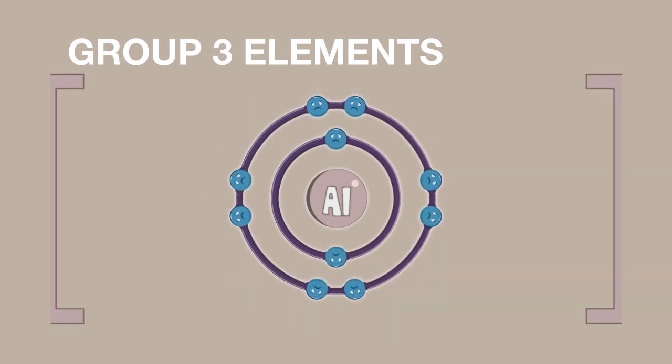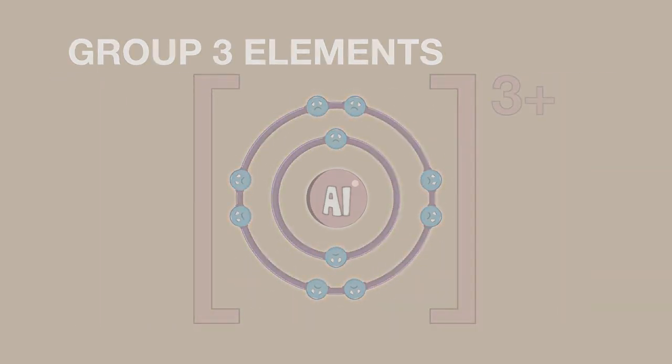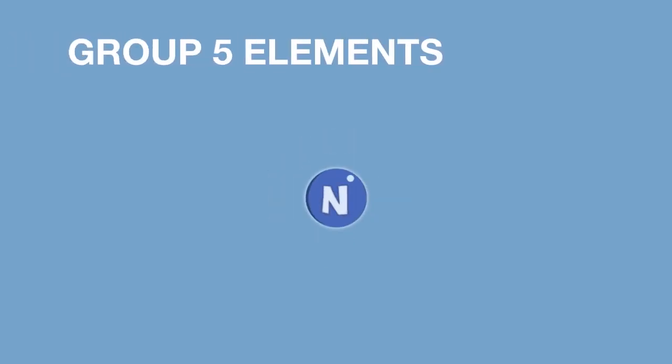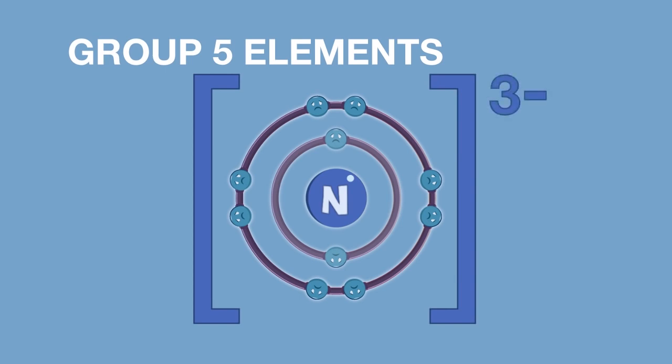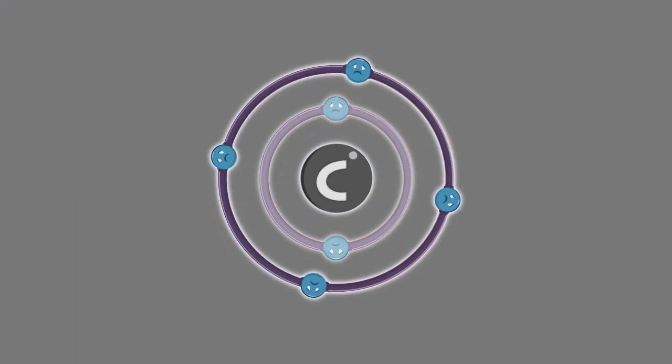Group 3 elements, and we have aluminium. What happens to aluminium? It loses 3 electrons to form a net charge of +3. Group 5 elements gain 3 electrons to form a net charge of 3 negative. That was nitrogen. Group 4 elements, what happens to them? They can either gain or lose 4 electrons.